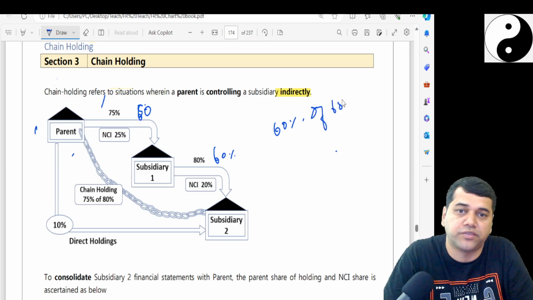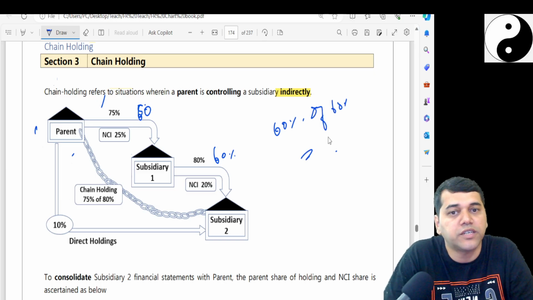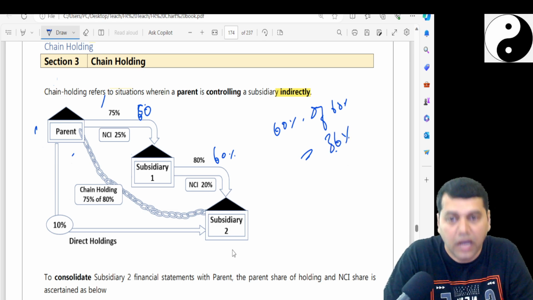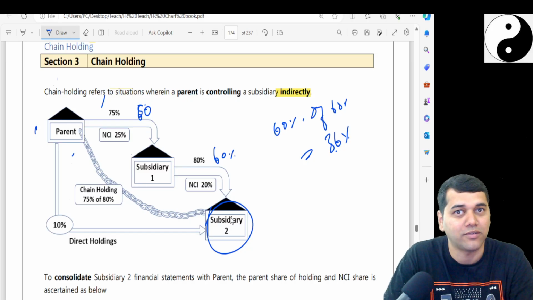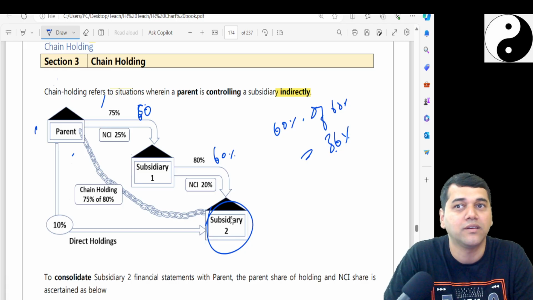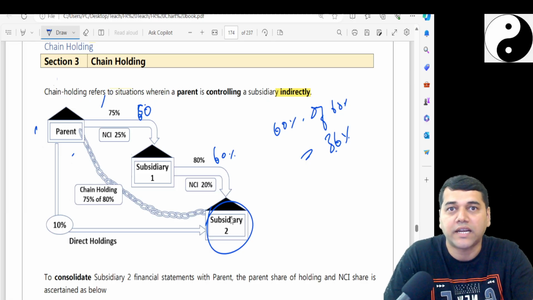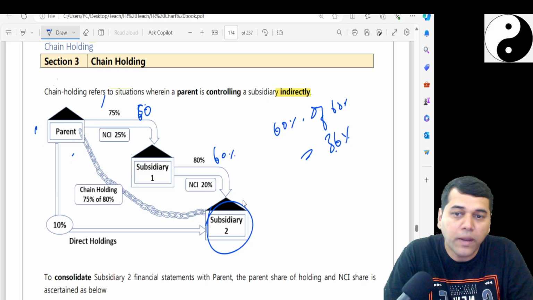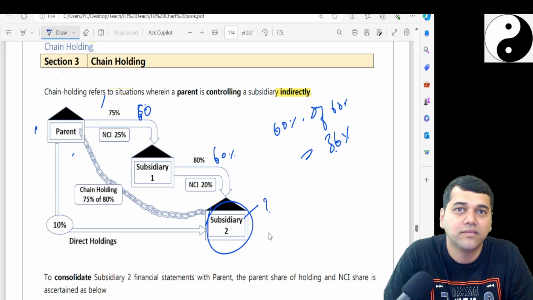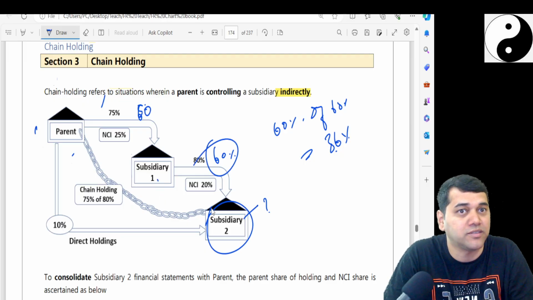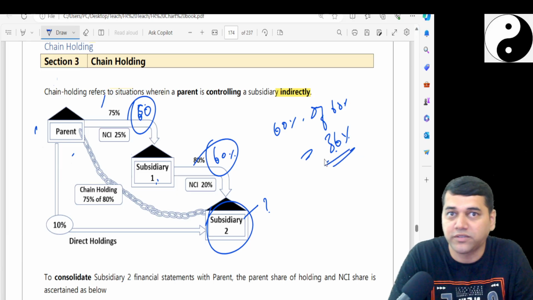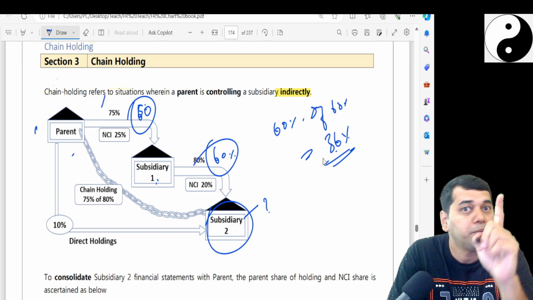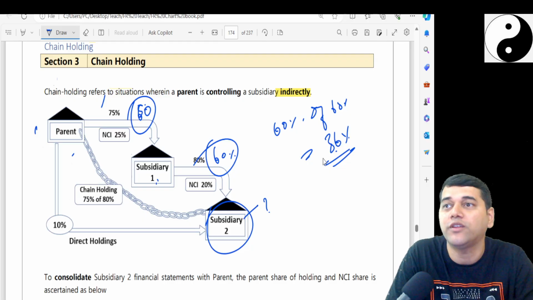60% of 60%. That means your effective interest is 36%. Are you controlling this subsidiary? That's the confusion. You still control, but your effective interest is 36%. What is the concept of control? Control over relevant activity. How? By appointing the board of directors. Who appoints the board of directors here? S1, because you hold 60%. Who appoints the board of directors here? Parent, because you hold 60%. So indirectly your effective interest is 36% for accounting purposes, but in reality you control that subsidiary.